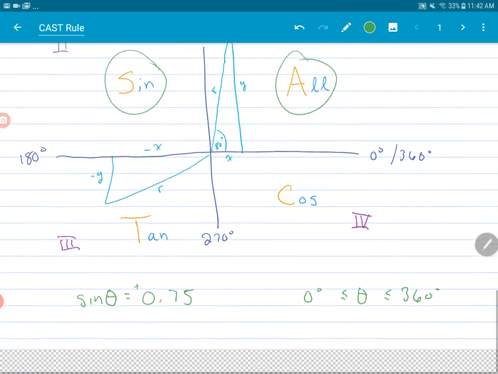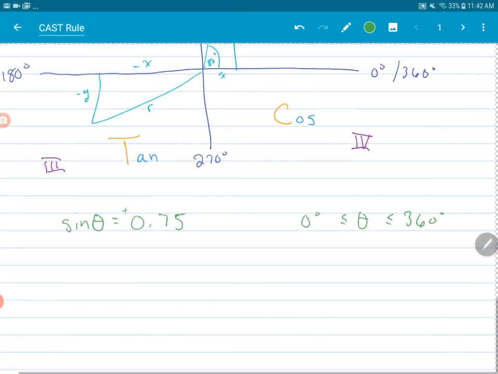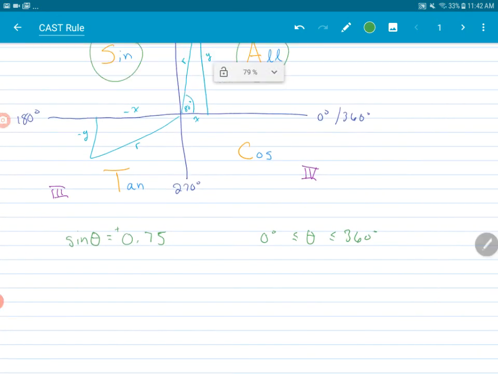So step number 1 would be to find your angle, find the first angle, which basically we always kind of want to find that acute angle that falls in quadrant 1 to help us base our other answers off. So to find that angle, we can use our handy dandy second function rule to find angles. That's not new to you.